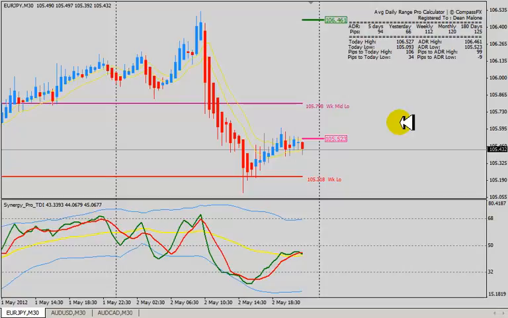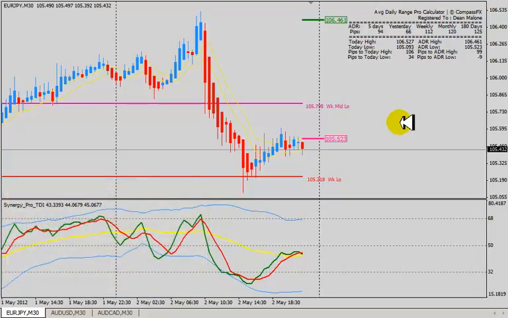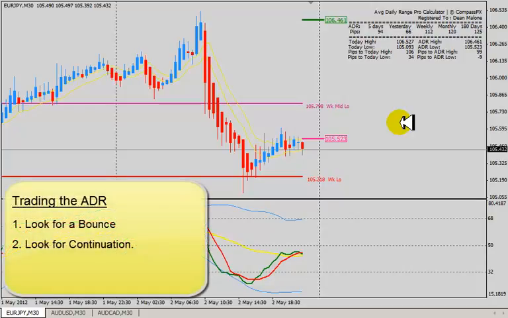So let's discuss the techniques for trading the average daily range. There are 3 specific techniques. First, you want to look for a bounce. When the market makes its move of its average daily range, look for a bounce, unless there's some sort of economic event that would cause it to continue pushing beyond the average daily range, which is the second thing I look for, a continuation.